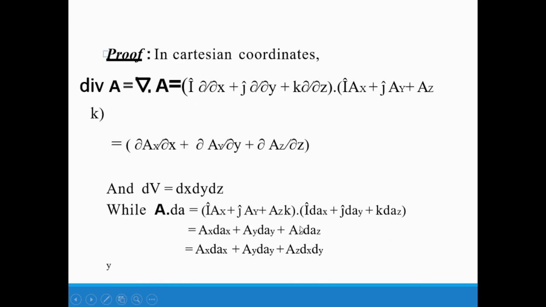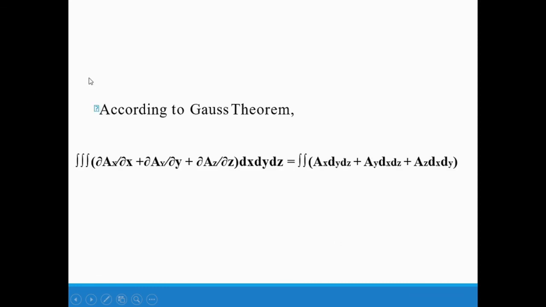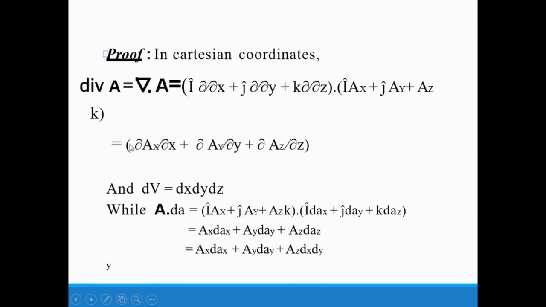If you see here, a small mistake has been done by me. This dAx can be expressed in terms of dy dz, dAy can be expressed in terms of dx and dz, whereas dAz can be expressed in terms of dx and dy. Hence, substituting all these values, according to Gauss theorem, on the left hand side we have the volume integral of divergence, so ∂Ax/∂x, this we got from here.